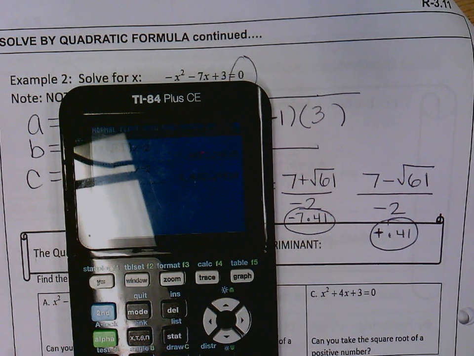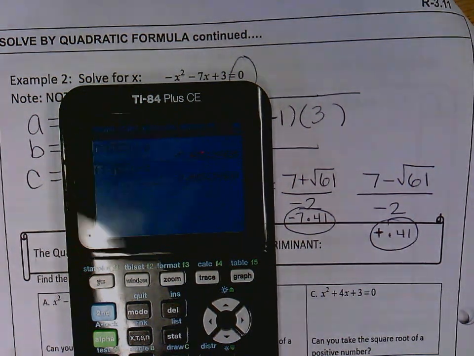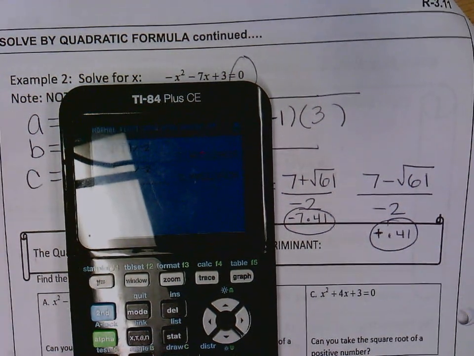So you need to go back up here, delete, delete, delete, delete. You don't need this right now. Okay. So now you have 7 plus the square root of 61, close parentheses. Now divide by negative 2. So you got to arrow over to get out of there. Okay, thanks. I'm going to leave this right here.